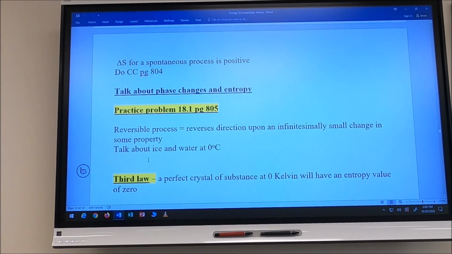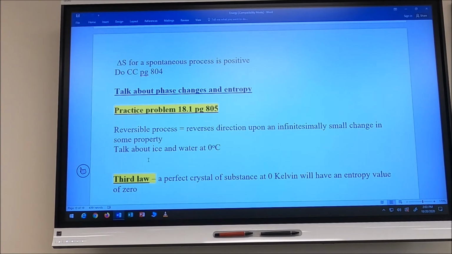So, let's talk about phase changes in entropy. If we look at practice problem 18.1, let me kind of talk you through it. If we think about phase changes, if we think about things happening spontaneously, okay? Is the boiling of water spontaneous? Well, to have water boil, I've got to have it sitting on top of the stove and continuously input energy. If you turn the stove off, the water stops boiling. So that change is not spontaneous.